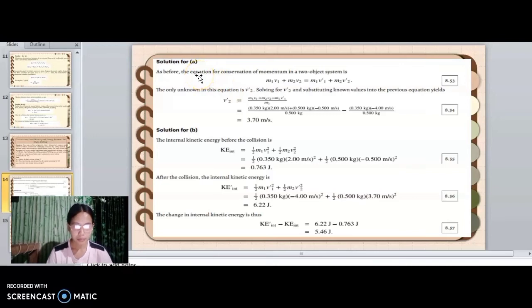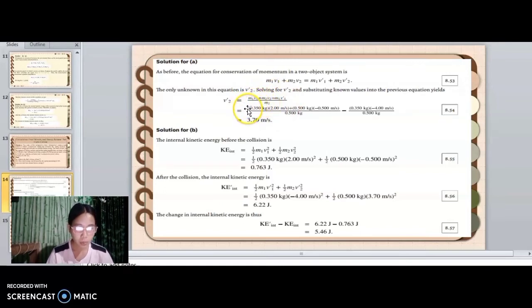So, solution for A: as before, the equation for conservation of momentum in a two-object system is m1v1 plus m2v2 equals m1v'1 plus m2v'2. The only unknown in this equation is v'2. Solving for v'2 and substituting known values, our equation is v'2 equals m1v1 plus m2v2 minus m1v'1, divided by m2. We are going to substitute our given values.